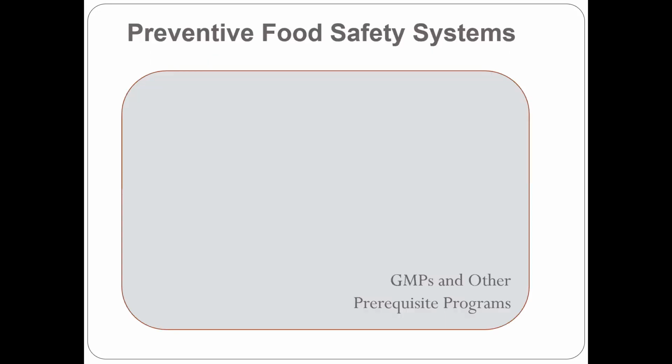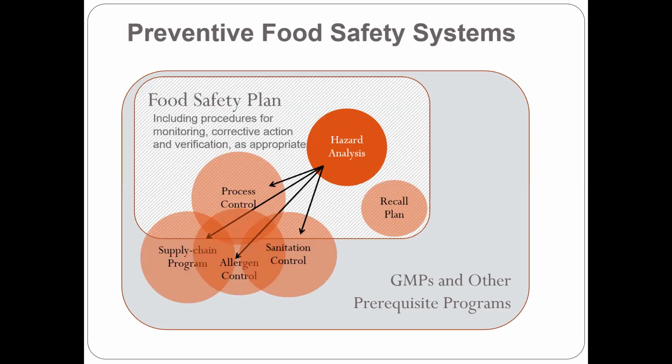And before we talk about anything, when a company establishes preventive controls, they need to have a whole system, which is called a food safety plan. This food safety plan needs to include all these components: hazard analysis, process control, sanitation control, allergen control, supply chain program, and never forget a recall plan. If an outbreak really happens, what does the company have to do? So this is the whole thing we talk about as the food safety plan.